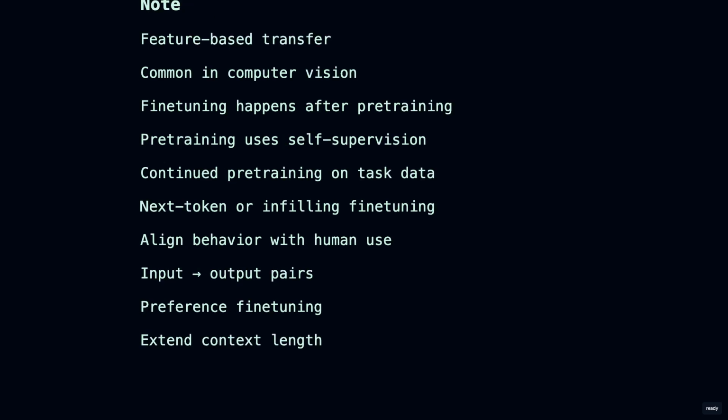Fine-tuning can also change how much text the model can handle at once. Long context fine-tuning is harder because it often requires architectural changes, and a model that works well on long inputs may lose some quality on shorter ones.